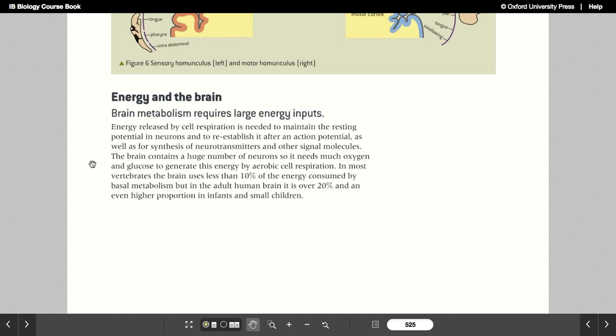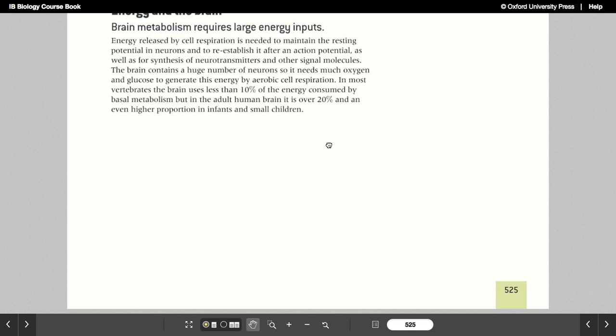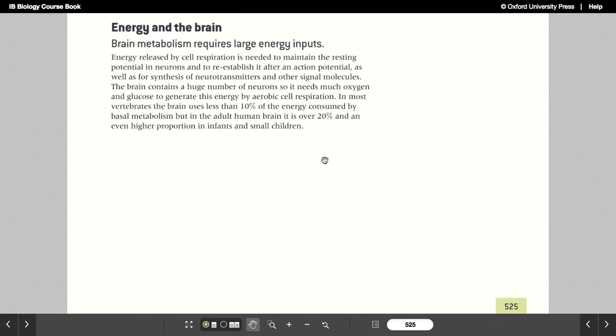We've already talked about how the brain uses a ton of energy and oxygen and glucose. So I think I said 25%. Yeah. So us, we're about 20%, even though most vertebrates only use 10%. So our brains are super smart and use up a lot of energy, and small children and infants use up even more energy because they're developing their brains.